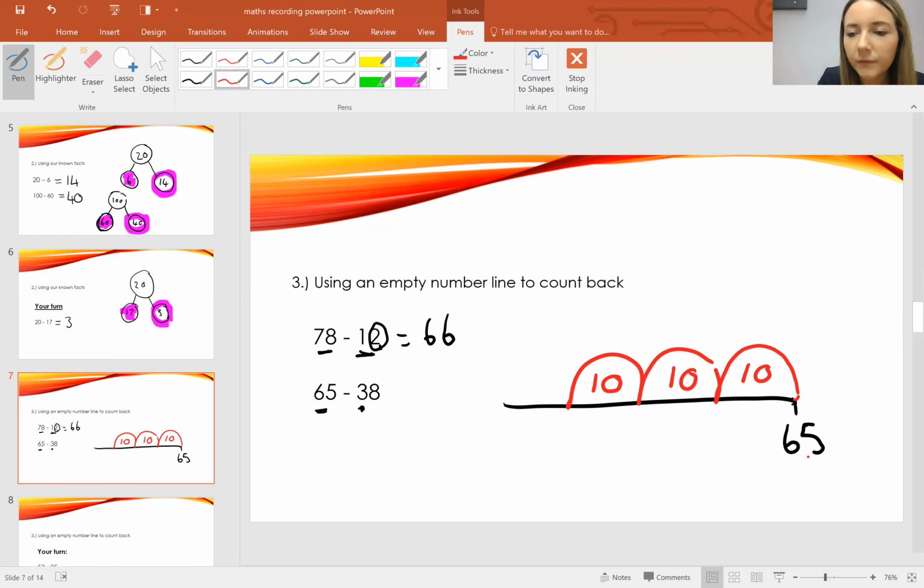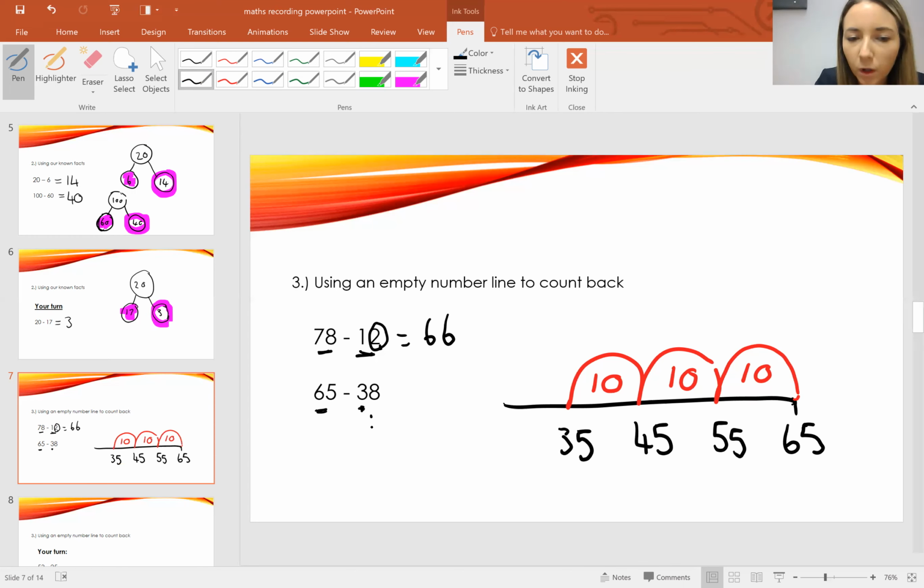I'm going to remind myself that I'm jumping back in 10s, not in 1s or 2s or 5s. So then if I take 10 away from 65, I've got 55. 10 away again, I've got 45. And 10 away again, and I have 35.